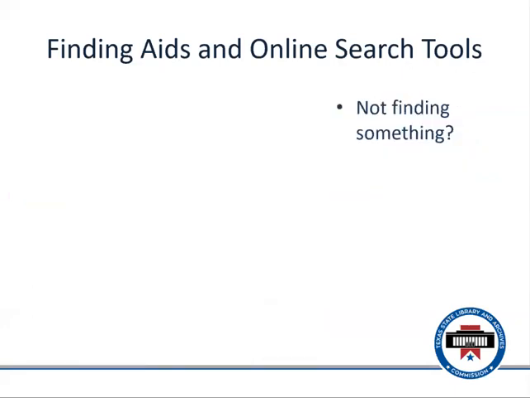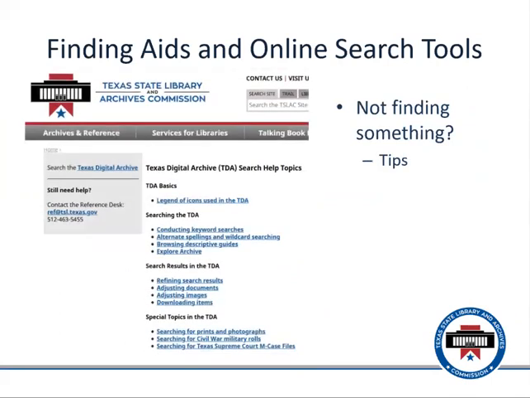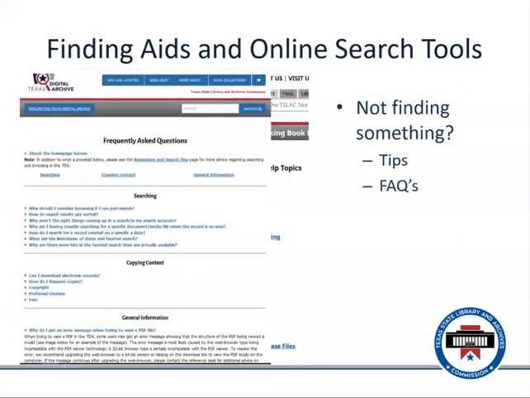If you're having trouble finding something on our website or through one of our online search tools, it helps to look for help topics and tips, like conducting keyword searches or downloading items, as well as looking for frequently asked questions.